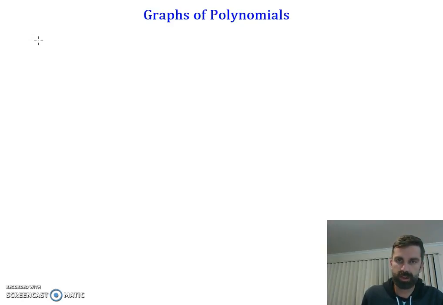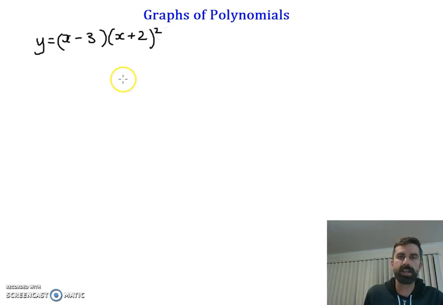So what we are going to start off by looking at is this function here. y equals (x take 3) as one factor multiplied by (x plus 2) squared as another factor. Now we know that this is a cubic equation because it's a linear factor multiplied by a quadratic. And if we expanded all of this, we'd get an x cubed term. So we know that it's a cubic equation.